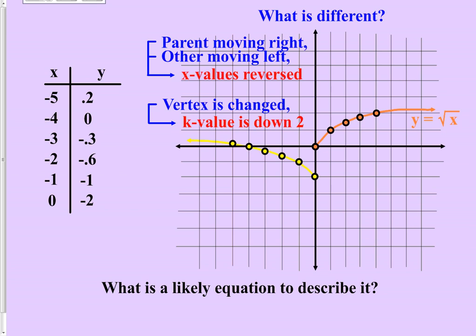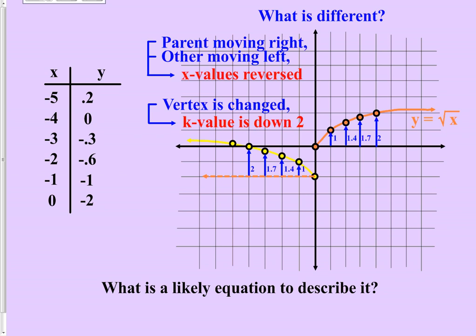Okay, now we can also check the speed of the graph. The speed looks relatively similar. If you compare them each to their baseline, the parent function being the x-axis and this new function being the line y equals -2, and you measure those distances based upon their ordered pairs, you will very quickly and easily see that the values are the same away from those two lines.